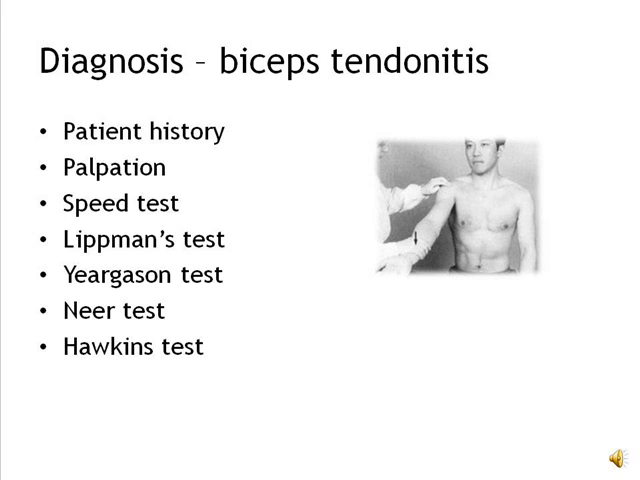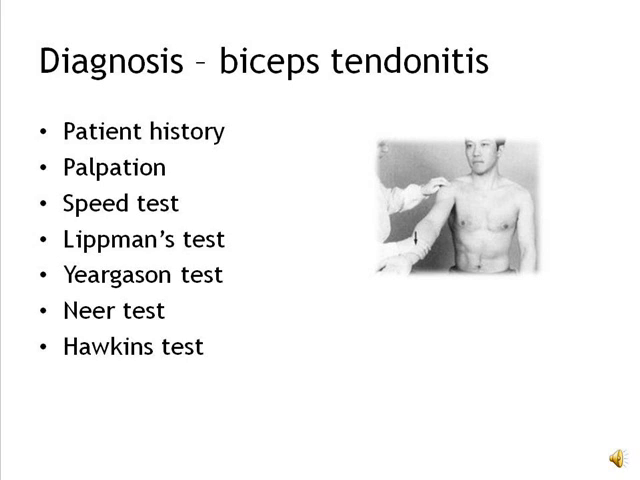For the speed test, as you see in the picture, the patient tries to flex the shoulder against resistance with the elbow extended and the forearm supinated. A positive test is pain radiating to the bicipital groove. If any of these tests is positive, it indicates that impingement is present, which can lead to a bicep tendonitis or tendinosis.